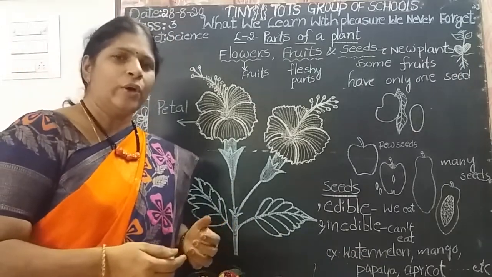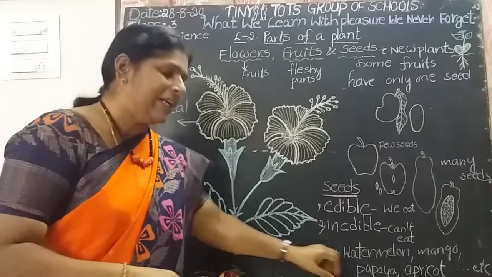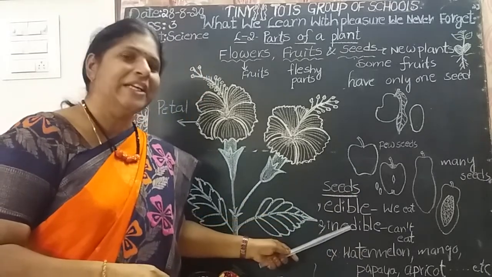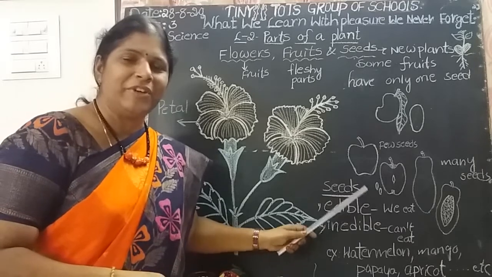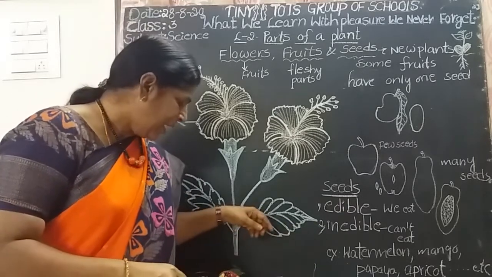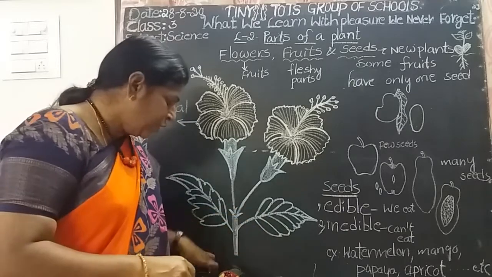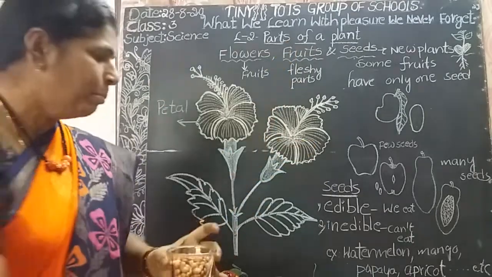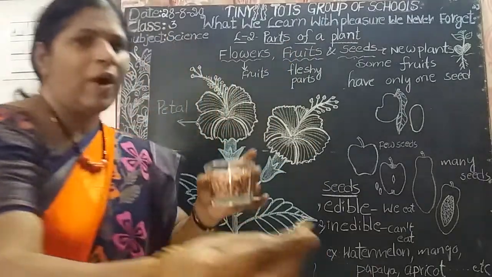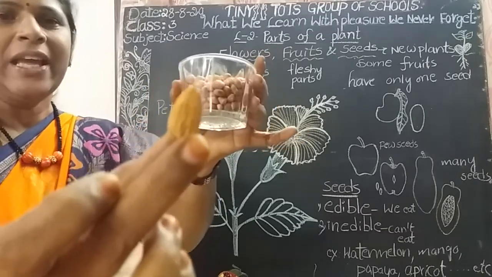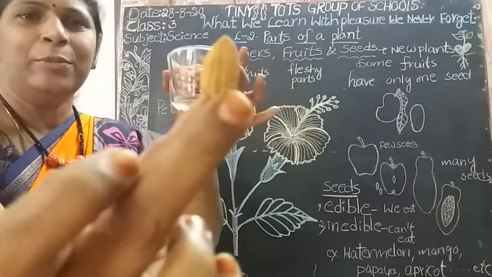So seeds are mainly of two types. Some seeds are edible, some seeds are inedible. Edible means which we can eat. Which seeds do we eat? Okay, groundnut, you know well, groundnut. See here, groundnut and badam, pista, walnut, all these seeds we eat raw. Is it clear? These are all the edible seeds.